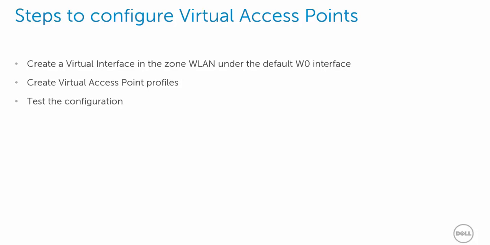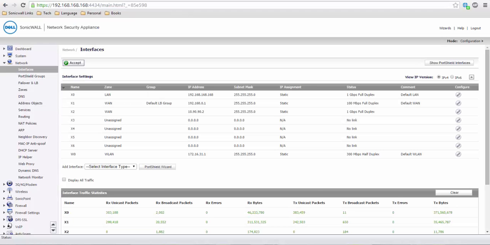These are the steps to configure virtual access points. Create a virtual interface in the zone WLAN under the default W0 interface. Create virtual access point profiles. Test the configuration. I am logged into the management interface of an NSA 220 wireless and have navigated to the network interfaces page. Our first task is to create a virtual interface.